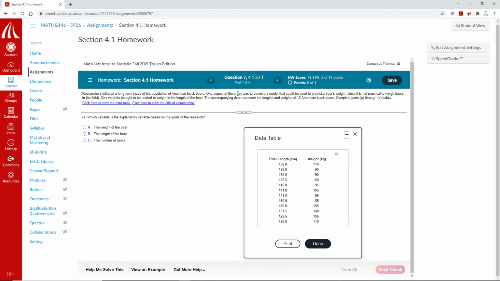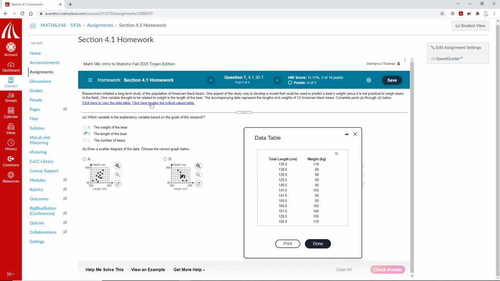So we really have to just think about how they set this up. This is one aspect of the study, was to develop a model that could be used to predict the bear's weight. So if we want to predict the bear's weight, then the weight needs to be the response variable, and therefore the length should be the explanatory variable. Let's check that. We are good.